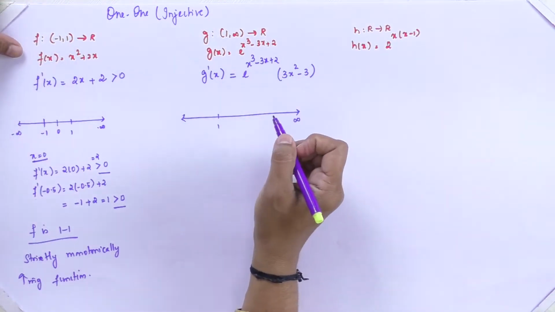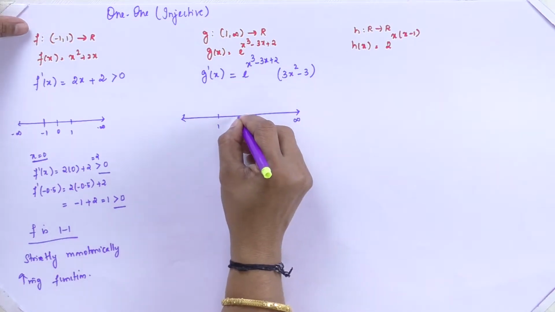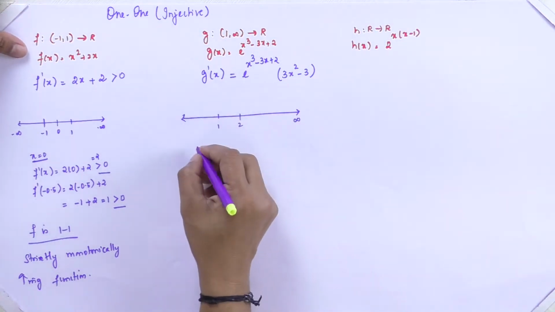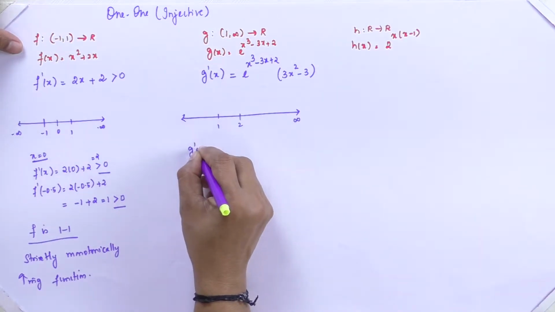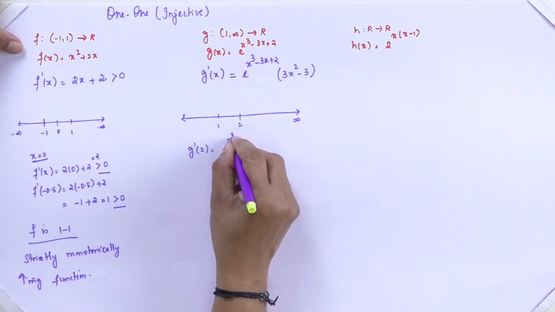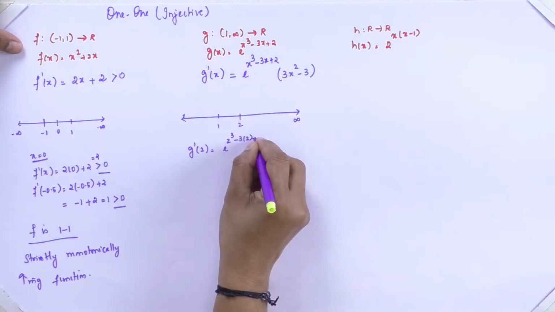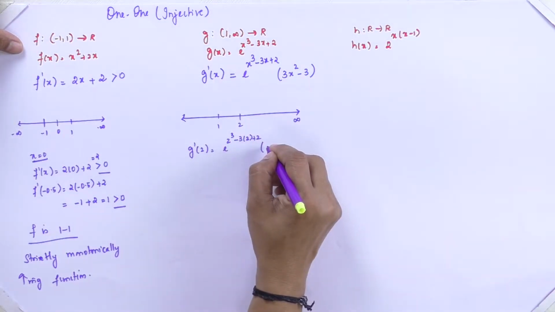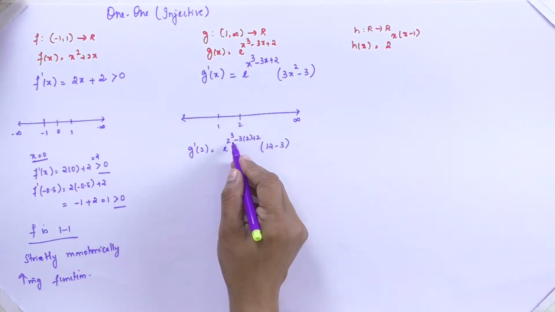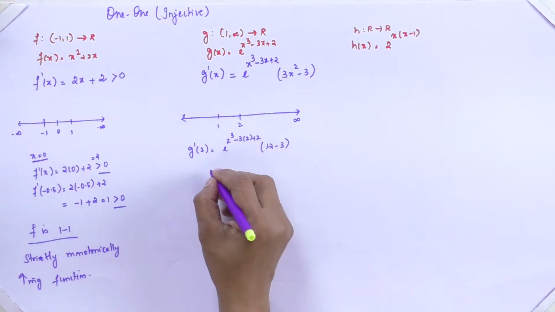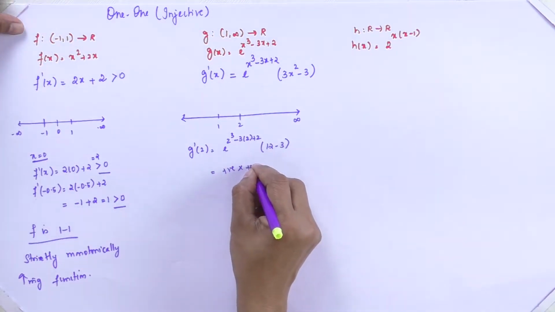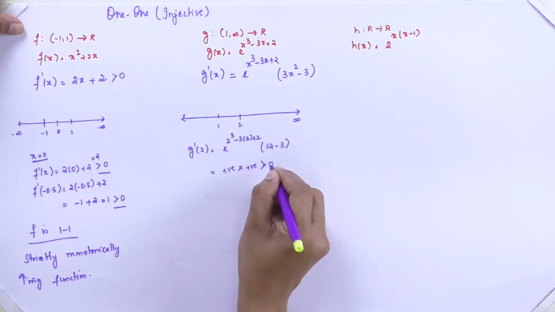So let us check now. Let me take x equal to 2 somewhere here. If I take 2, what happens to g dash of x? G dash of 2 will be equal to e raised to the power of 2 cube minus 3 into 2 plus 2, into 3 into 4, which is 12, 12 minus 3. E raised to a power is always positive, and 12 minus 3 is again a positive number, so I get it to be greater than 0.